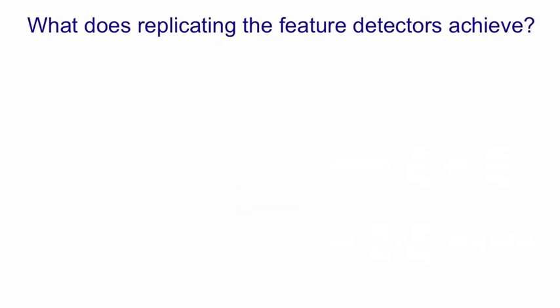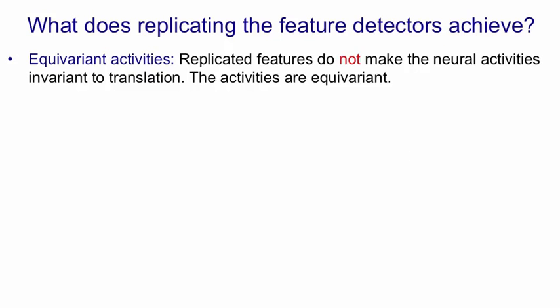There's quite a lot of confusion in the literature about what replicated feature detectors are actually achieving. Many people claim they're achieving translation invariance, and that's not true. Well, at least it's not true in the activities of the neurons. So if you look at the activities, what replicated features achieve is equivariance, not invariance. An example should make that clear.